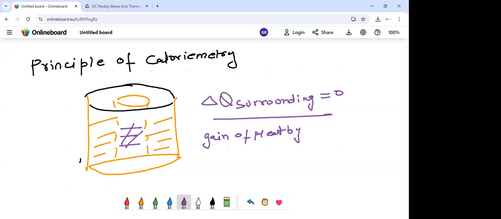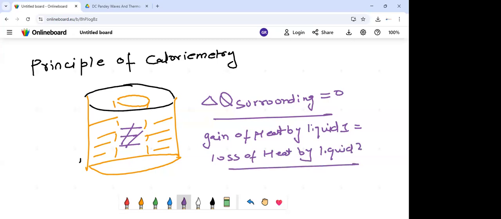So what we can say is the gain of heat by liquid 1, suppose we have mixed two liquids together inside a calorimeter, should be equal to the loss of heat by liquid 2. Is that part clear to all of you? That if we mix two liquids inside a calorimeter, since no heat is coming out or going in, their net heat exchange must be 0.